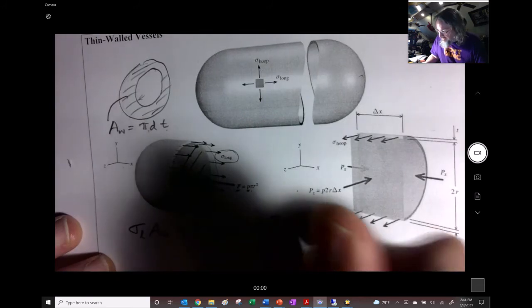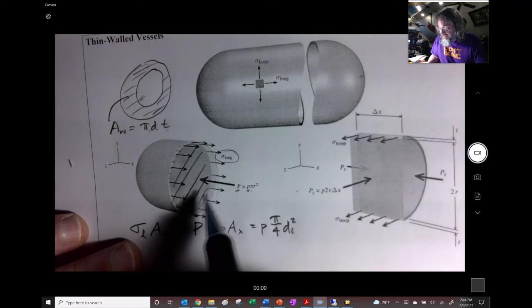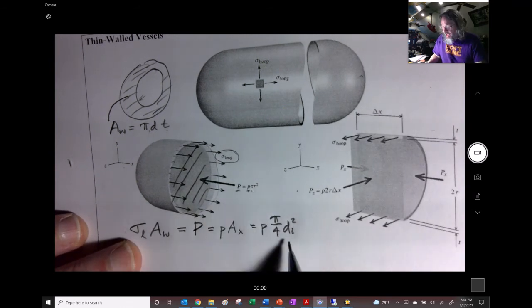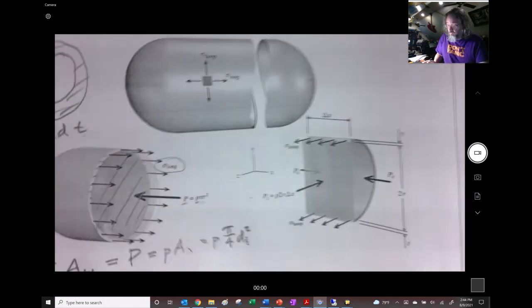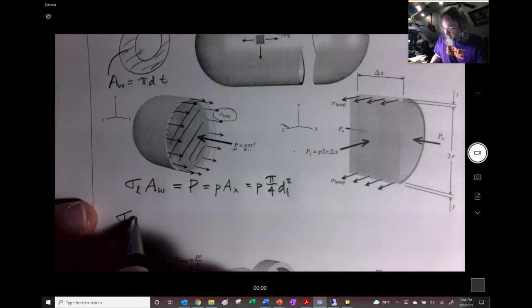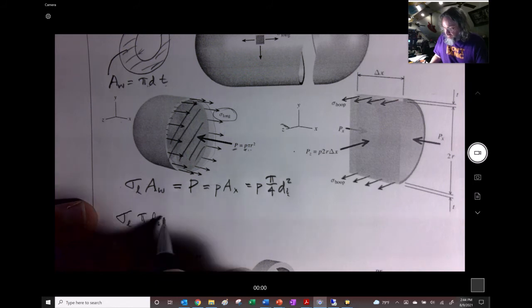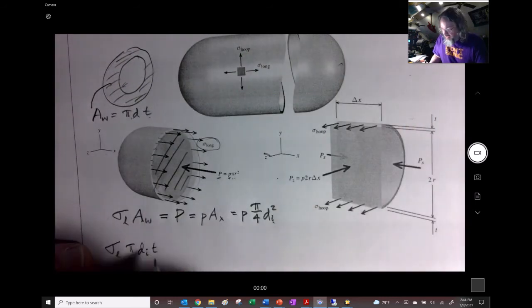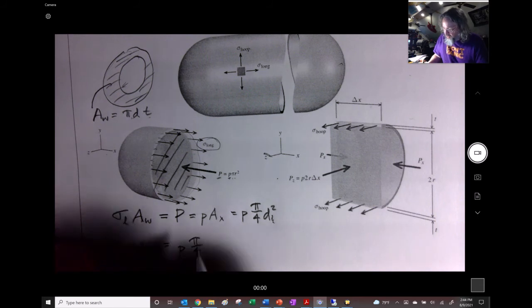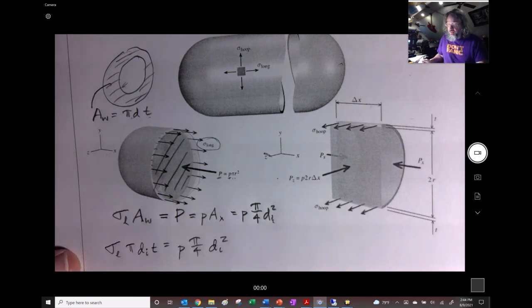And maybe that's d_i squared, I guess. It makes sense. Even though they're showing it as the radius squared, I'm going to go ahead with diameter here instead. Well, let's take a look, because I have diameter up there. Let's put this longitudinal stress times this area, pi d_i. All right, so I'm going to use the inside diameter of this, even though that's still an approximation, times t is going to be equal to pressure times pi over 4 d_i squared.